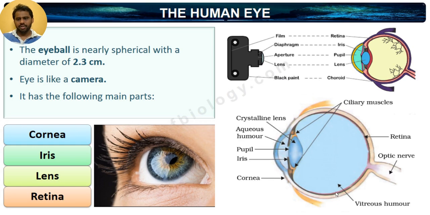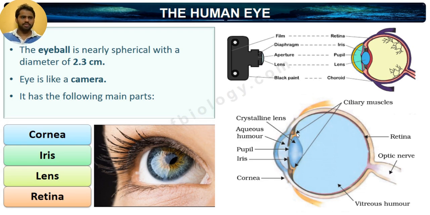This eye diagram is important because sometimes in the board exam, they give the diagram and place some arrows and ask you to name the part. How will students know which part is what? They need to memorize this diagram and the labeling, so that even if labeling is asked in the exam, they are able to label. This is the retina, this is the optic nerve, this is the vitreous humor, this is the cornea, this is the iris. Pupil, the black one. Aqueous humor. Crystalline lens, this is the lens.